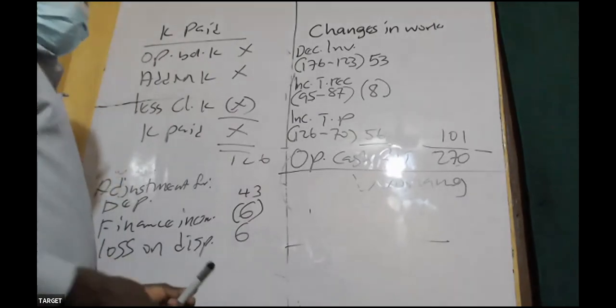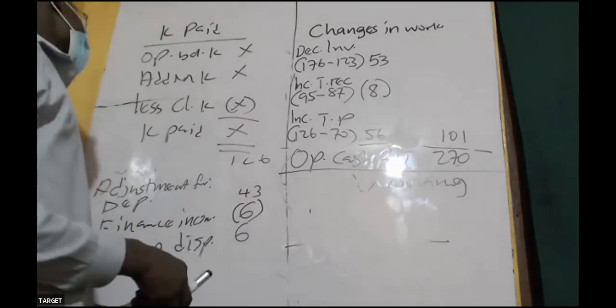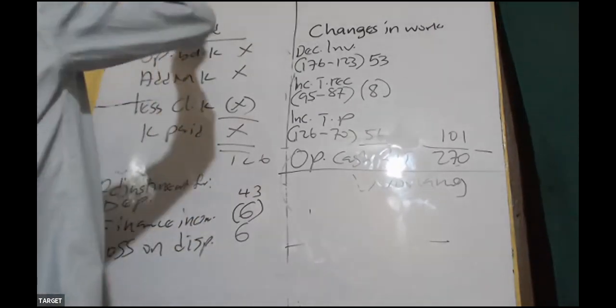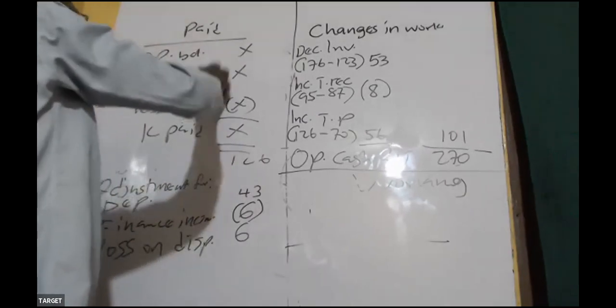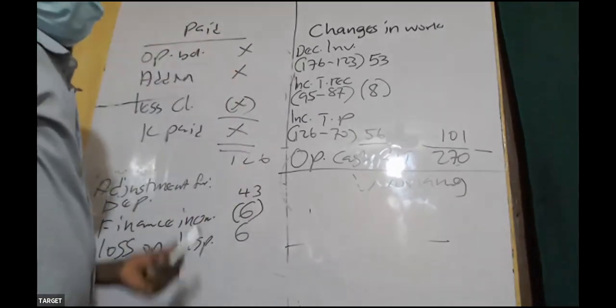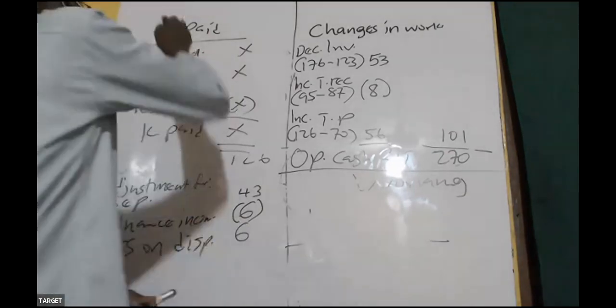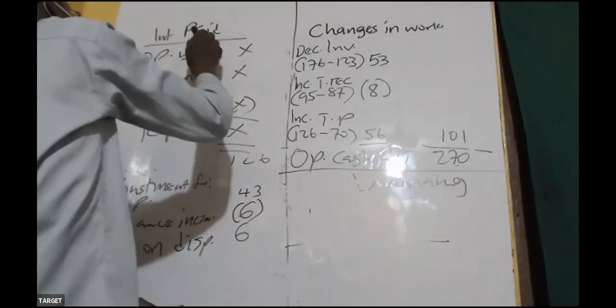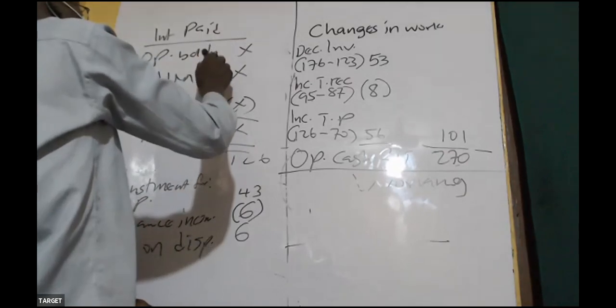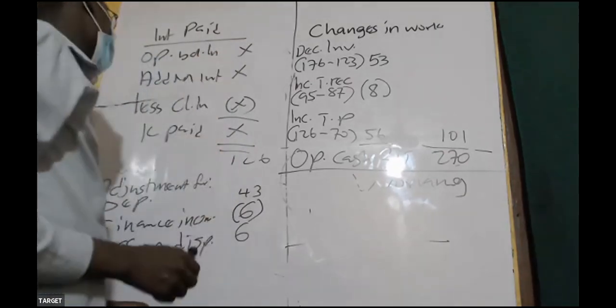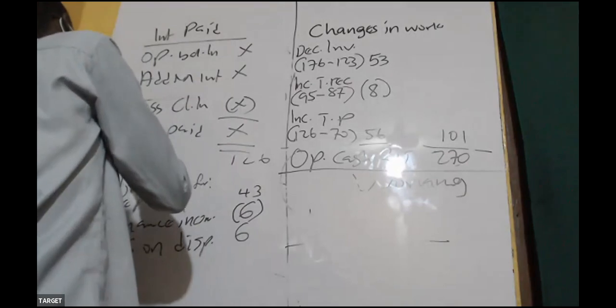So that's all. If you're looking for interest paid, just put interest in the K. Obviously, if you're looking for tax paid, just put the tax there and you are done. So if I put interest here, interest here, interest here, I'll get interest paid. That's all.